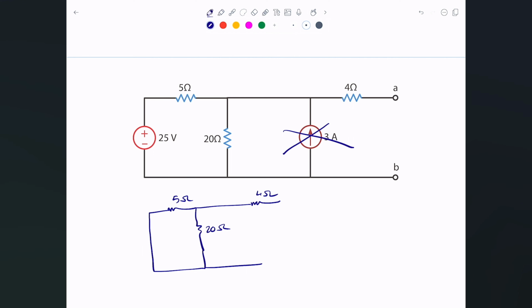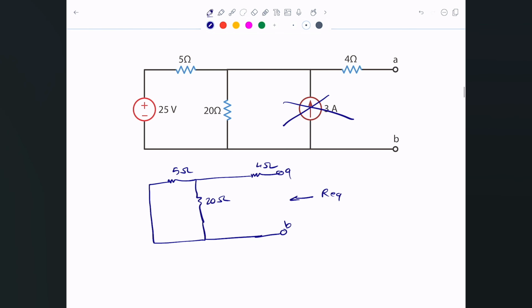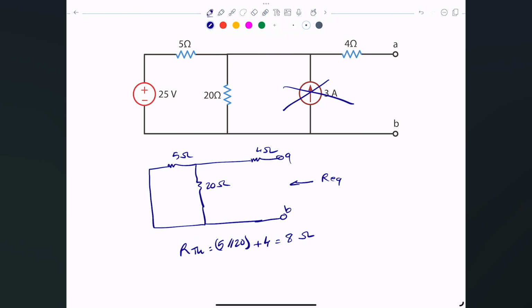When we computed the V Thevenin, we said the 4 ohm does not exist because there's no current through it. Here, it's not a circuit. We're finding the equivalent resistance that we can see from here, so the equivalent resistance that we see from here is the R Thevenin. R Thevenin is just 5 in parallel with the 20. These share this node and this node, so the 5 and the 20 are in parallel, and the resulting resistance will be in series with the 4, and that will be the R Thevenin or the R equivalent. You can do this calculation and you'll end up with 8 ohms. So the Thevenin equivalent resistance is simply 8 ohms.